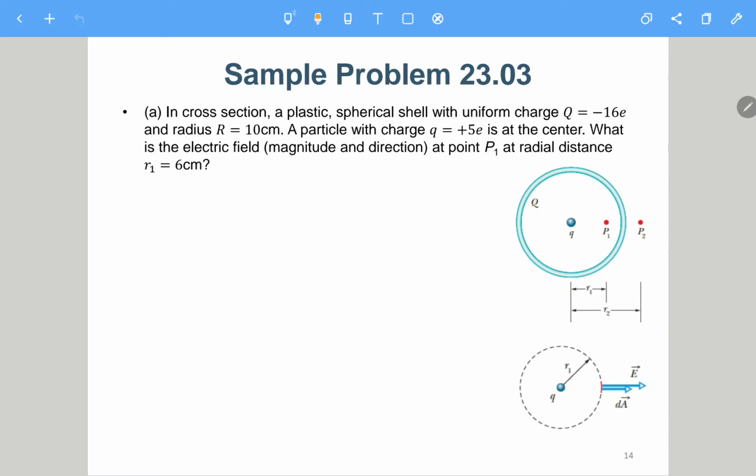So in cross-section, a plastic spherical shell with uniform charge Q, radius R, a particle with charge small q is at the center. So this is at the center. We have this one, should be a sphere. But if I draw it as a sphere, then you cannot see what is inside. So it's just a cross-section shown here.